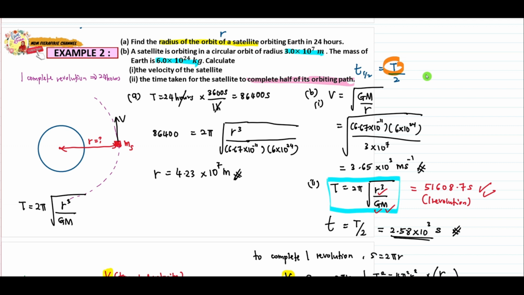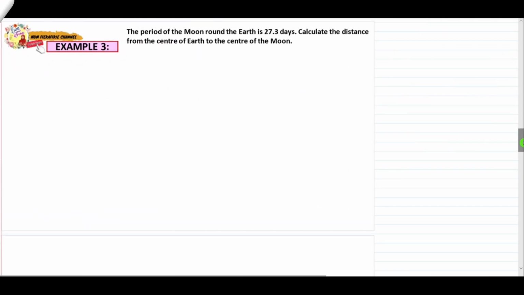So we finish example number 2. So now example number 3, let's read the question first. The period of the moon round the earth is 27.3 days. So moon round the earth means that for one complete revolution, it takes 27.3 days to complete. Calculate the distance from the center of the earth to the center of the moon. We want to find r.